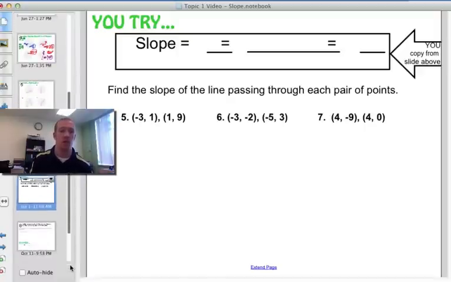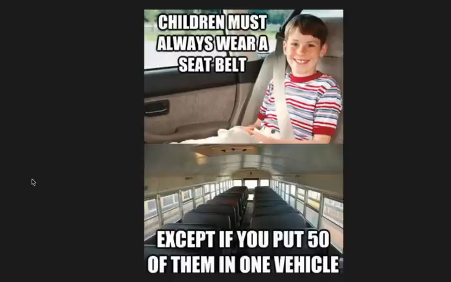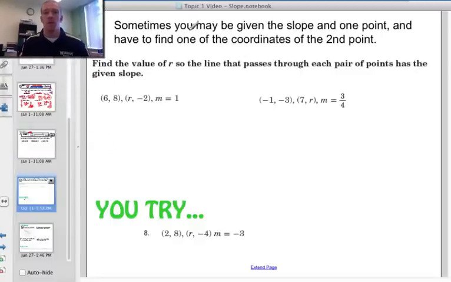Don't stop though, because we got a little more. So here's your U-try. Make sure you copy this down. Alright, fill these in because I want you to actually write those out. Now, sometimes you may be given the slope and a point, but be missing one of the coordinates. So here's how you solve those.